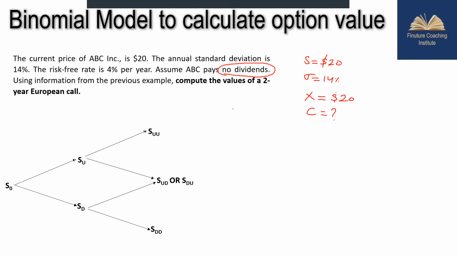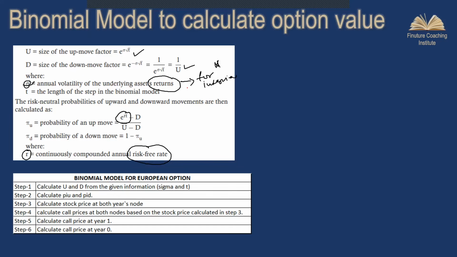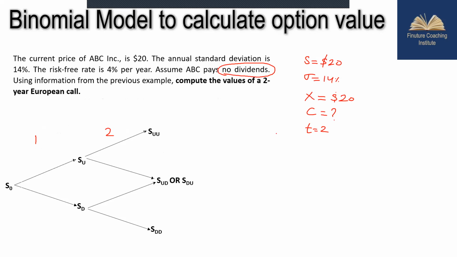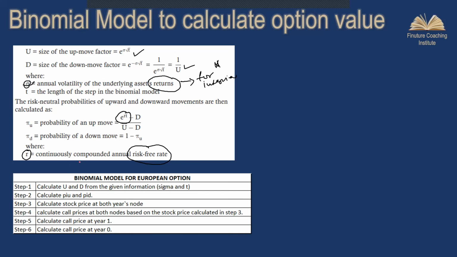So this is year 1. If I were to tell you, this is year 1 and this is year 2. So your time interval is 1 year. So total T is 2, and what you have been given over here is it's... yeah. So as we said, we'll follow the 6 steps and calculate the price of the call option.